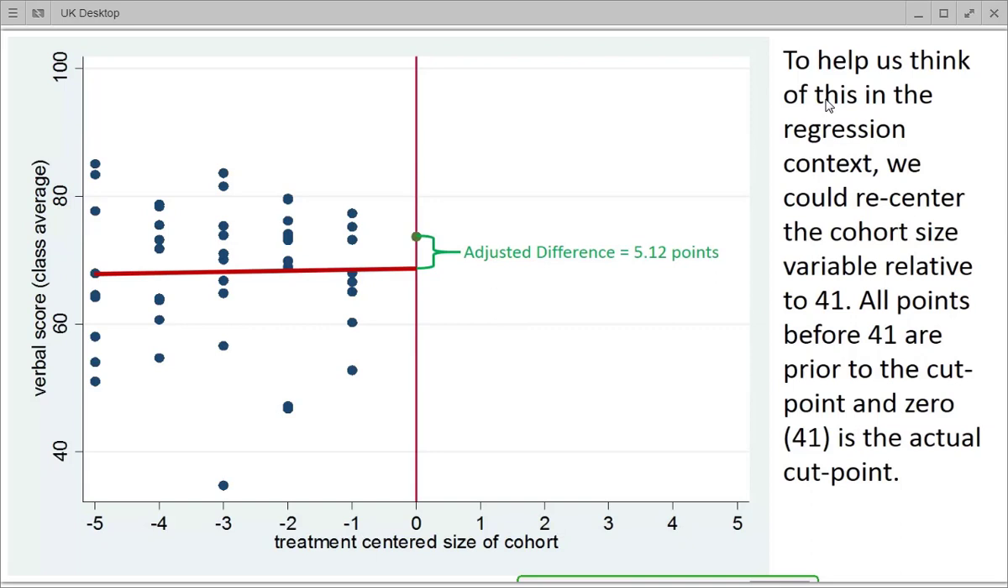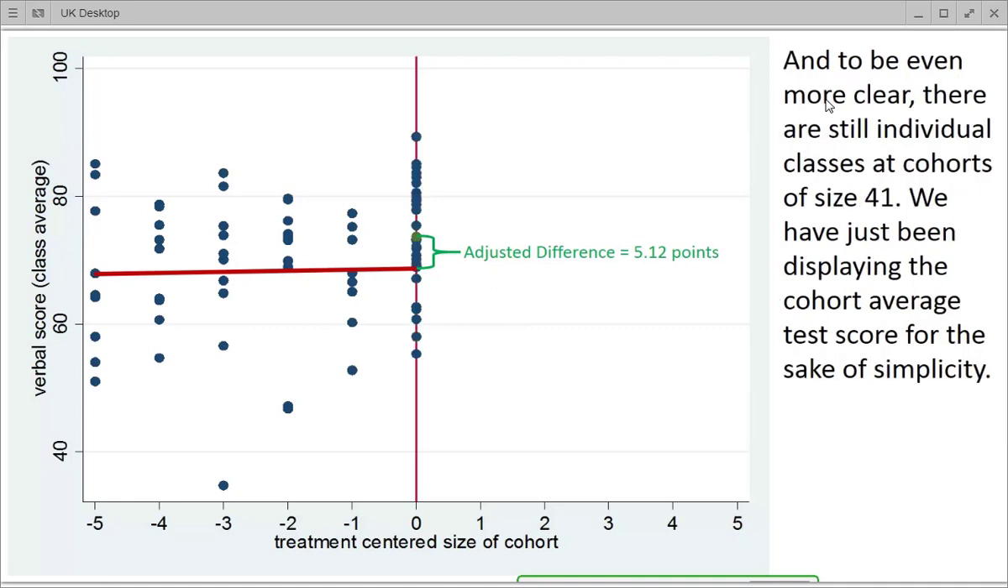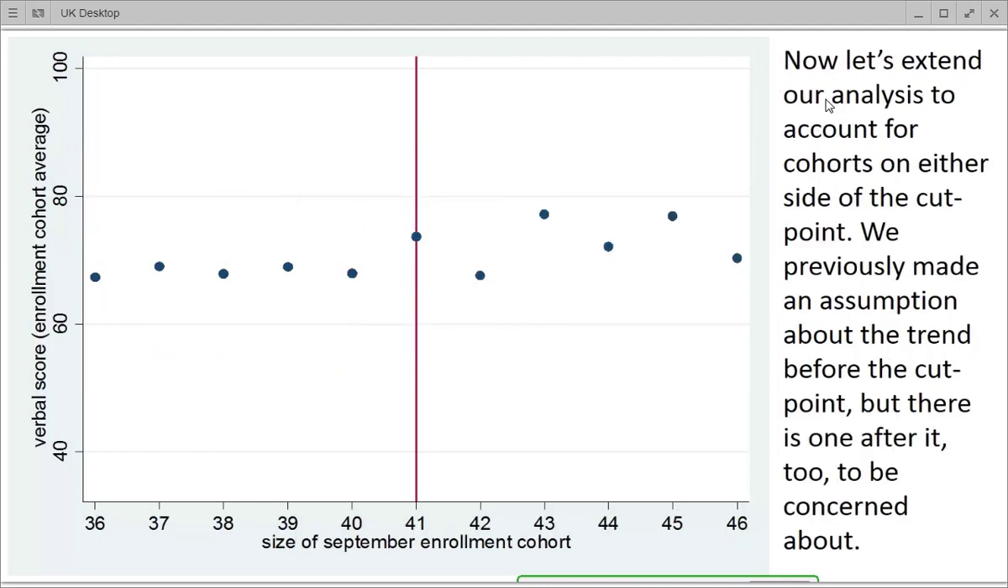Now, to help us think of this in the regression context, and this is going to be important for estimation later on, I've recentered this variable down here. So 0 represents the cut point, and to the left of that cut point, one fewer student than the cut point versus 1, 2, 3, 4, 5 more students from the cut point. That'll be important for estimation. And again, at the cut point itself, I'm just displaying the mean, but there are multiple classes with cohort size 41. You can see there's about twice as many data points along there, and that makes sense because there should be twice as many classes if assignment to treatment occurred.